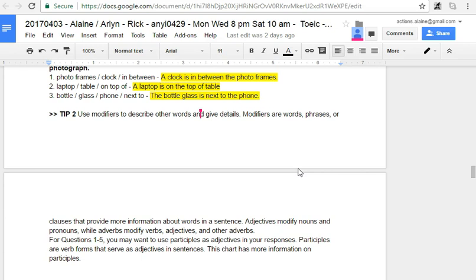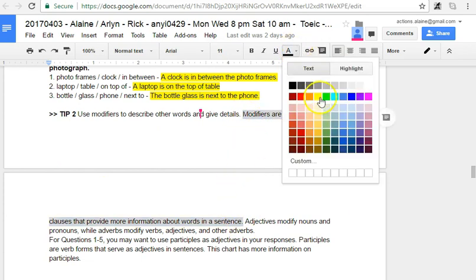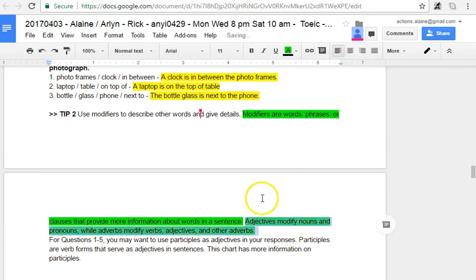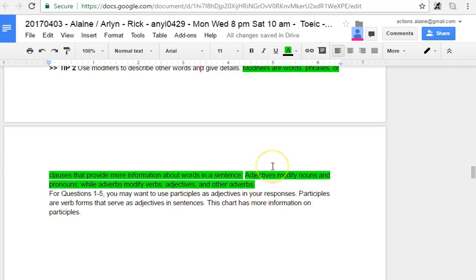Modifiers are words, phrases, or clauses that provide more information about words in a sentence. Adjectives modify nouns and pronouns, while adverbs modify verbs, adjectives, and other adverbs. For questions 1 to 5, you may want to use participles as adjectives in your responses. Participles are verb forms that serve as adjectives in sentences. This chart has more information on participles.